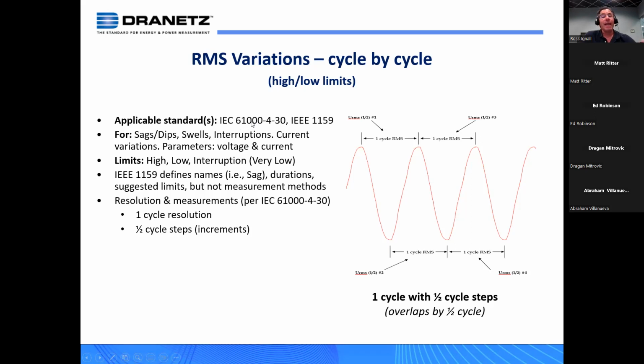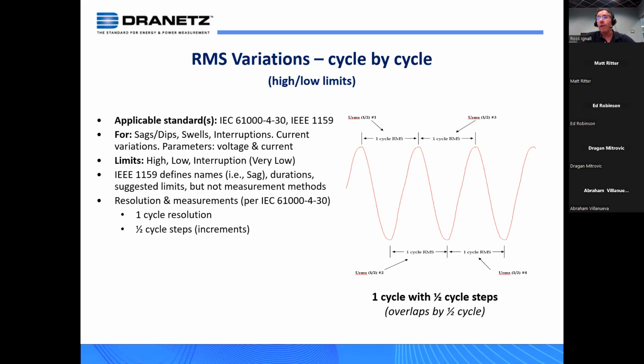61000-4-30 defines the techniques and the windowing and all the stuff on the right here, which I'm going to explain in just a minute. You have the limits. Limits are typically high limits, low limits, and interruption limits. A high limit, as its name implies, is a swell limit. So the voltage, and the same thing for current, although you won't call it a swell, drifts above that limit. Let's call it 132 volts. Now it's 135 volts. I've created a swell limit or a high limit.